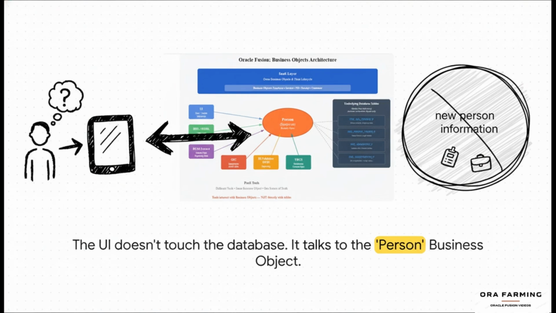So first up, a hiring manager needs to add a new employee. They open up the application's user interface, the UI, and type in the details. But here is the secret. That screen, that UI, it never ever touches the database tables directly. Instead, it just sends a simple request to the person business object saying, hey, create a new person for me and here's all their info.